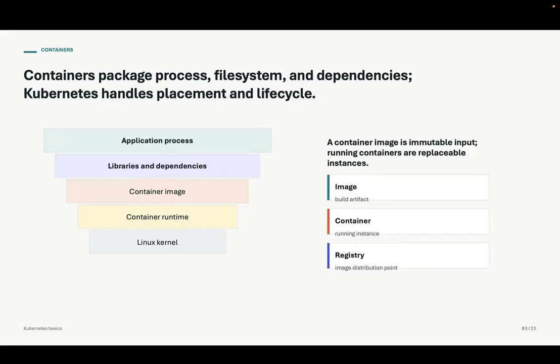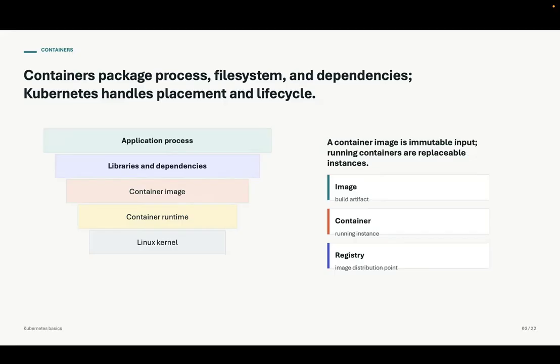Kubernetes doesn't usually build images for us. Instead, it assumes that the image already exists in a registry somewhere, and Kubernetes pulls those images and manages where and how they should be running. The distinction actually matters, right? Docker or any CI pipeline may create the image, which is stored in a registry.